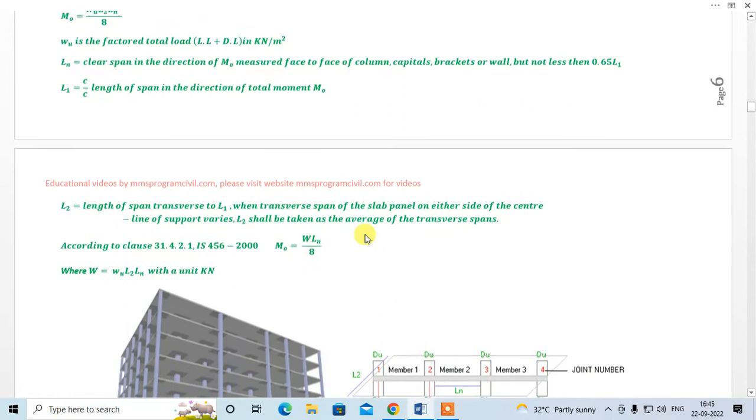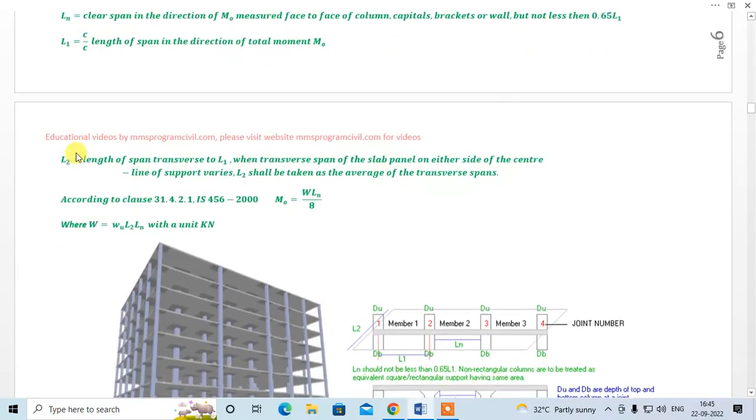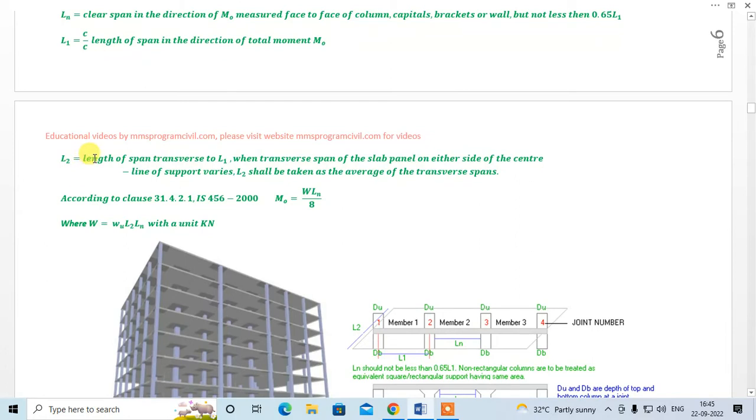Okay. So now we know Ln, we know L1, we know L2, right? L2 is the span in the transverse direction, transverse to L1, so that is L2. When the transverse span of the slab panel on either side of the center line of the support varies, L2 shall be taken as the average of the transverse spans, right?